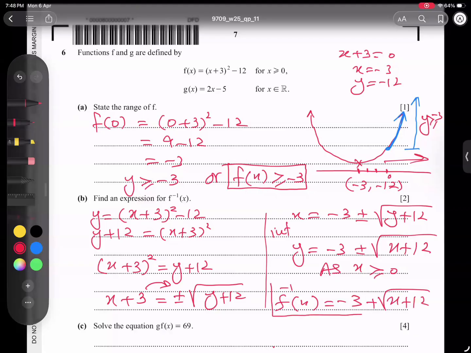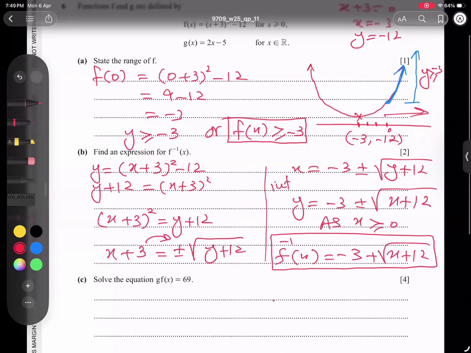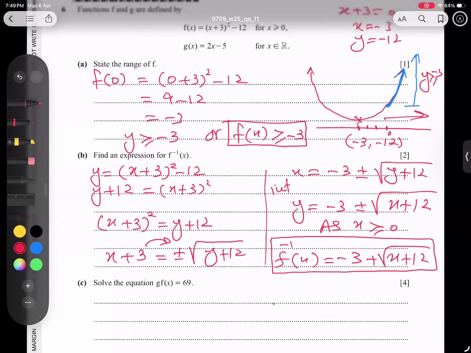So I hope the concept of the question is completely clear. And now let's talk about the lower part, the last part of the question. So what is gf of x? Basically, we go from right to left. So f will go in g. So I'm copying the g function first.